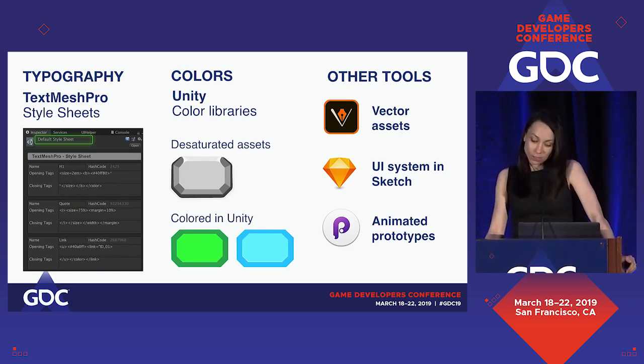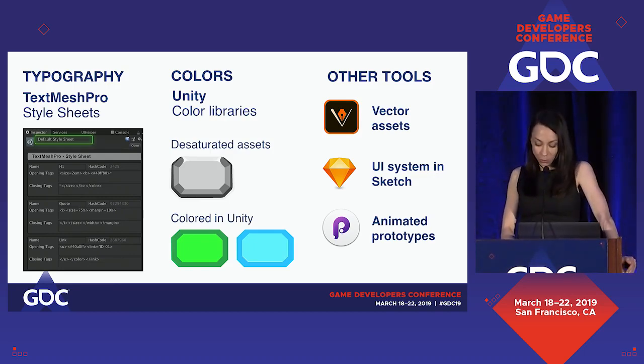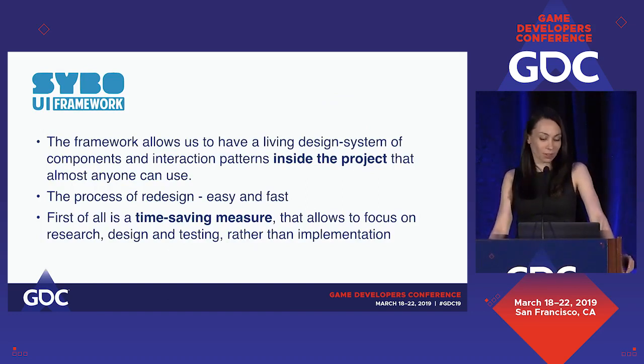And we still use Unity UI systems in Sketch, and we still use other software for creating prototypes, especially in the concepting phase. So there are still a lot of things that support our UI framework. And so at the end, I just want to say, it doesn't matter how you build your UI framework, but having a living design system of components and interaction patterns inside the projects can give you a lot of benefits.